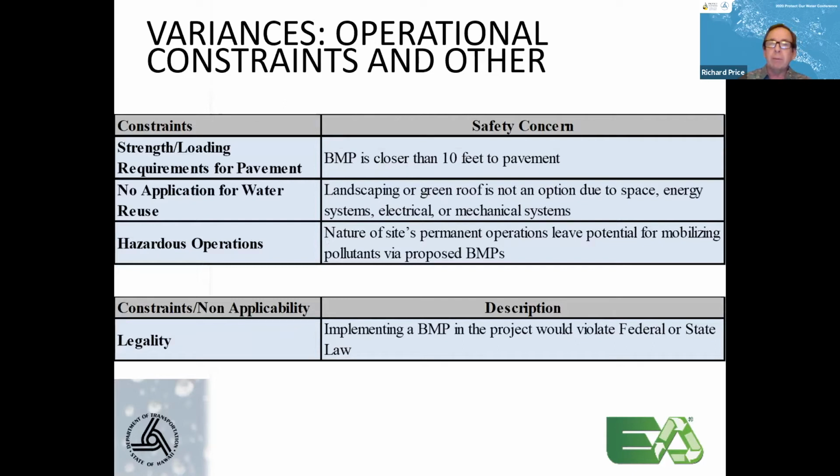And then there's operational constraints. The loading requirements of pavement, we want to stay 10 feet or more from the pavement of the roadway. No application of water for reuse. There's not really a lot of opportunity for reuse in the DOT projects, and so typically it's not pursued. And hazardous operations. This can take a lot of forms, including some of our road safety setback requirements. We need space for cars to safely leave the roadway, and we need sight lines and some of these things. So we don't want to create a hazardous situation for people driving. And then obviously, if building something would violate federal or state law, we would not want to construct in that area.